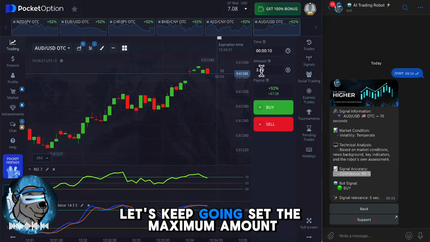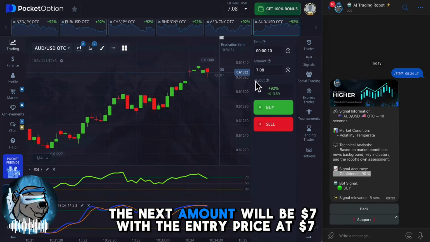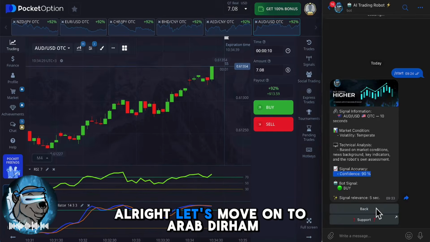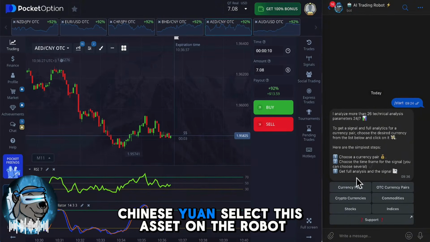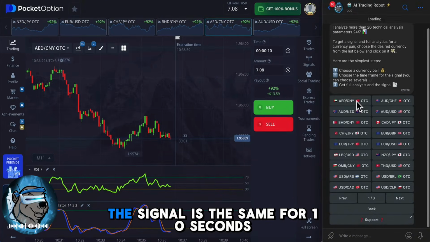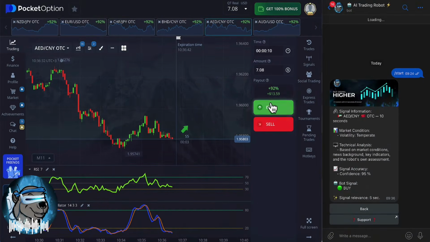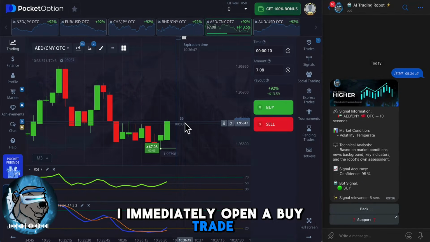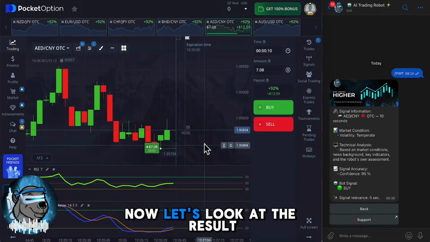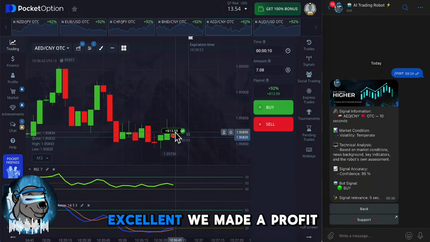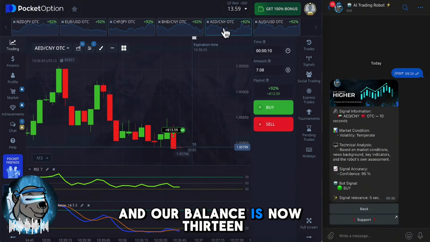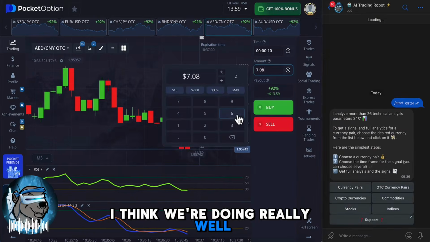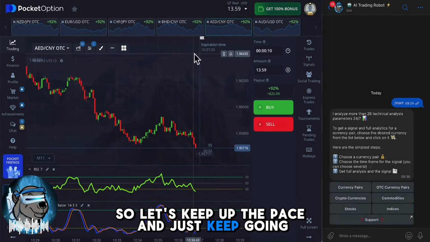Let's keep going. Set the maximum amount. The next amount will be $7, with the entry price at $7. Alright, let's move on to Arab dirham Chinese yuan. Select this asset on the robot. The signal is the same for 10 seconds. The trading analyst says we should buy here. I immediately open a buy trade after receiving our signal. Now let's look at the result. Excellent! We made a profit and our balance is now $13.59. I think we're doing really well, so let's keep up the pace and just keep going.